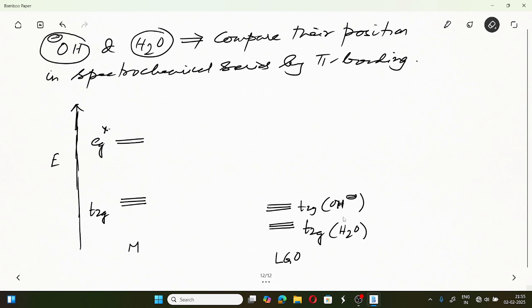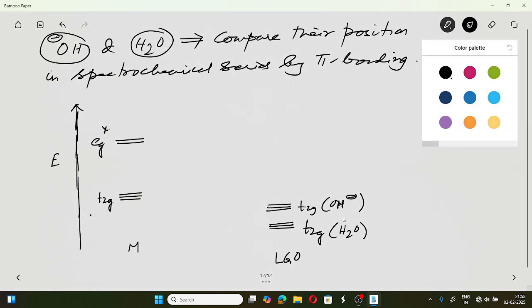since O is small in size, and the negative charge over oxygen, the extra electron over O, accounts for high negative charge density.